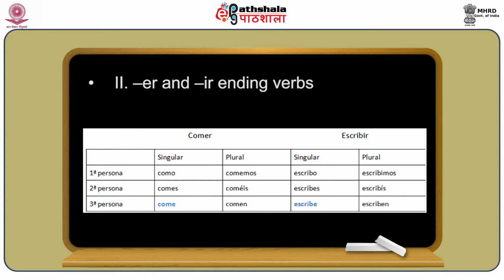So for example, comer is conjugated as como, comes, come, comemos, coméis, comen. So third person singular is come. So come is the imperative of the verb comer. Same way, escribir: escribo, escribes, escribe, escribimos, escribís, escriben. So third person singular of escribir is escribe. So that is the imperative of the verb escribir.